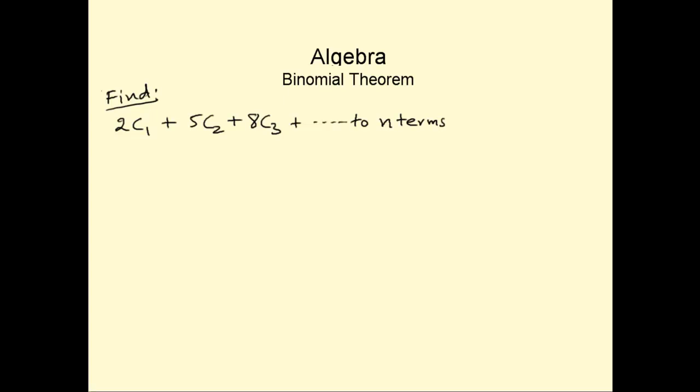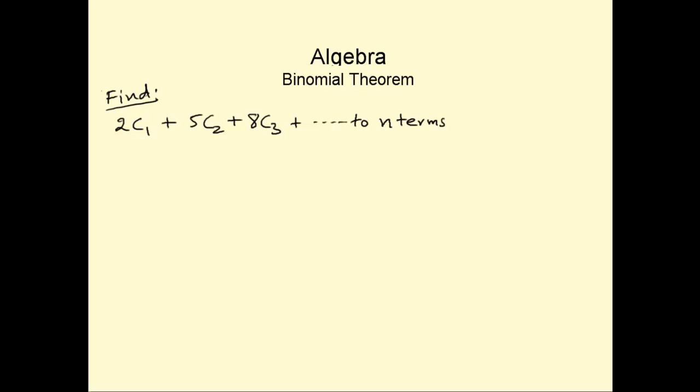Find 2c1 plus 5c2 plus 8c3 until n terms. So the first thing is to find what is the nth term, right? Because the first step is to write this in a summation series. So to write the summation series, you would need to have the nth term. So let's find the nth term.